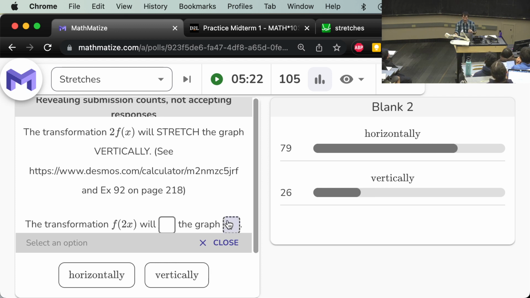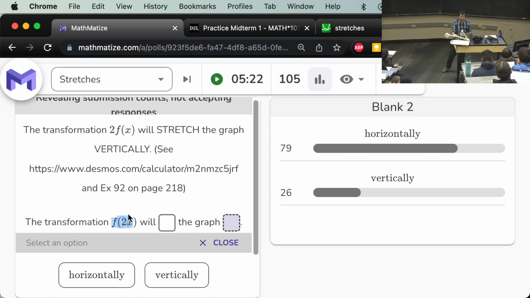And I guess probably this one. Most people correctly got that it's horizontal. So of course, if you're doing stuff to the outside of the function, that's messing with the y values. If you're doing stuff to the inside of the function, that's messing with the x values. It will be horizontal, but will it be a shrink inwards or a stretch outwards?